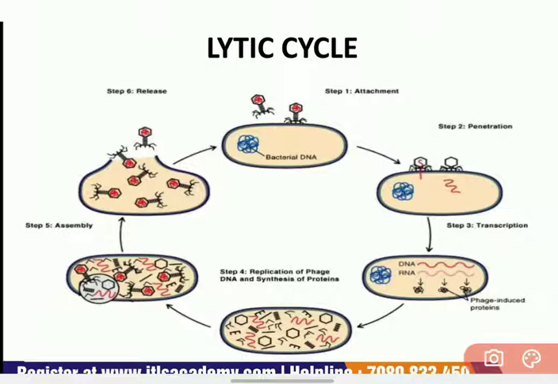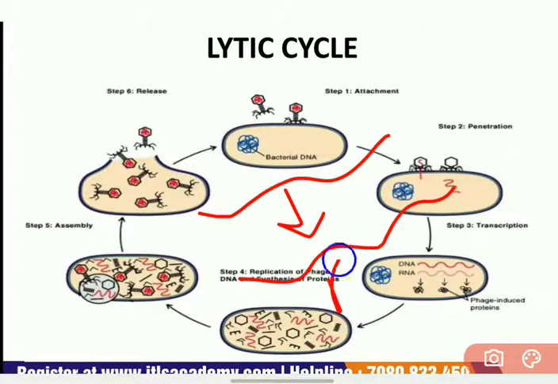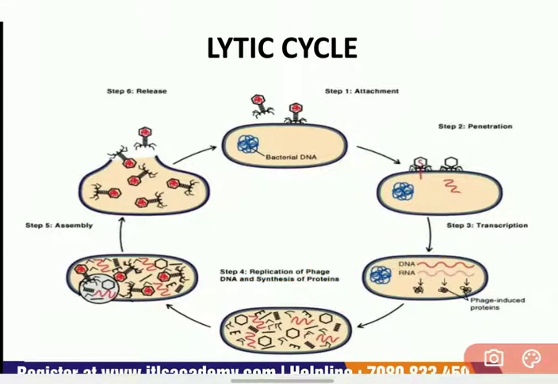So, by the process of transcription, they start to produce RNA from the DNA. This genetic material would be transcribed and become RNA. Here you can see that DNA is converted into RNA by the process of transcription.